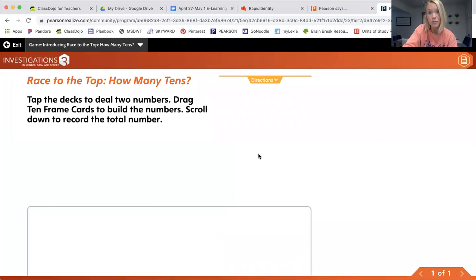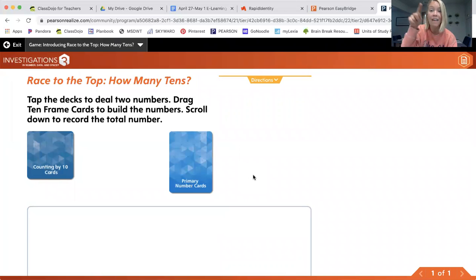If we were in the classroom, we would play this game, but you can still play that game because I figured out how to attach the link to the game center. So once I teach you this game, you can go on and click that link on the document and play this game. So this game is called Race to the Top, How Many Tens?